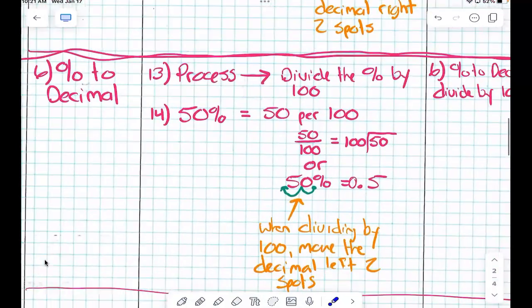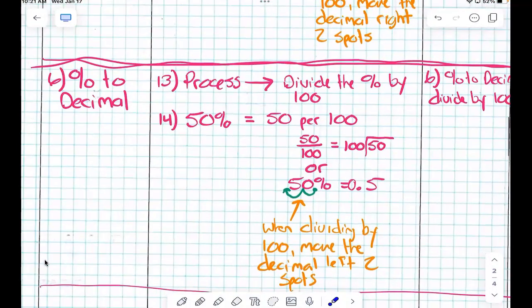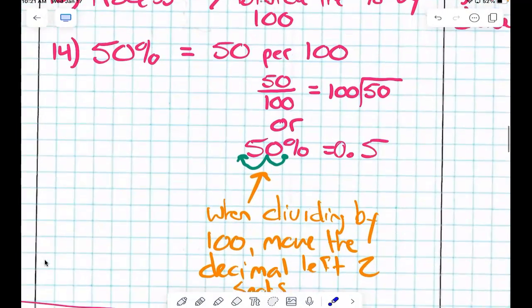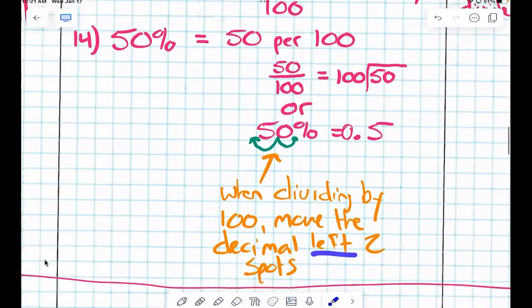Abdullahi, eyes up here. Okay, number 6, percent to decimal. So now the process is on the count of 3, 1, 2, 3. And we know we divide by 100 because 50% is 50 per 100. We know that's a fraction bar. We know a fraction is a division problem. But you could do this, or you could simply do bunny hops. And since it's division, we bunny hop to the left, right? In 2 spots because it's 100 again, right?